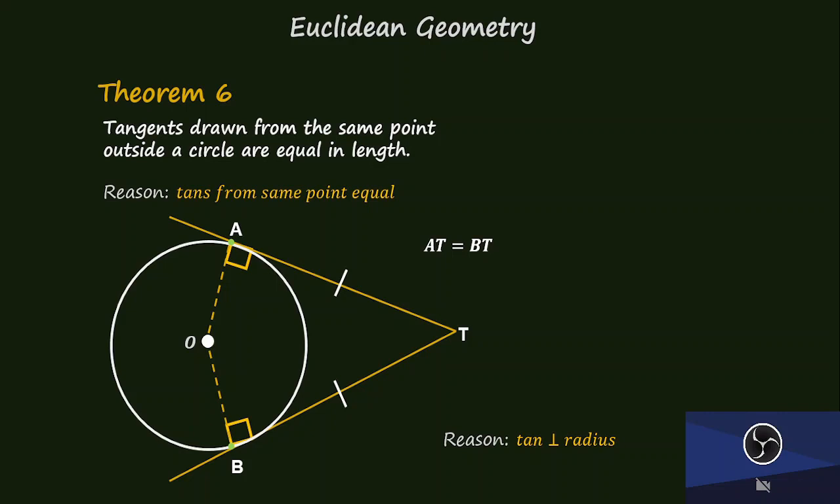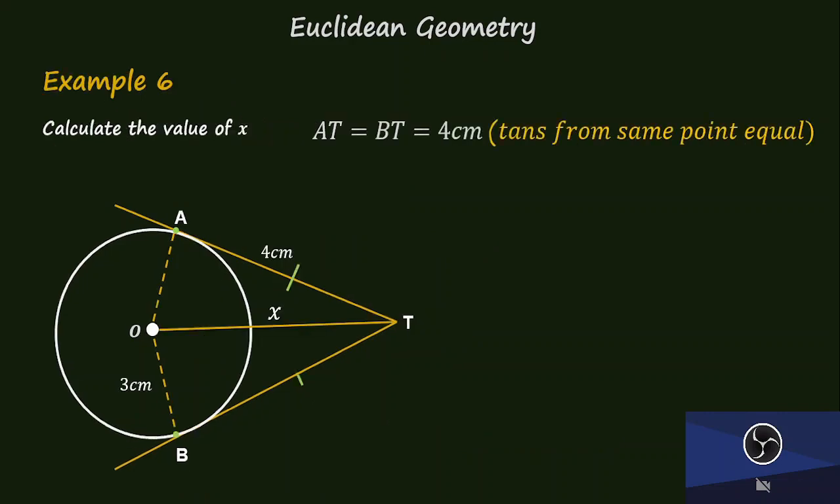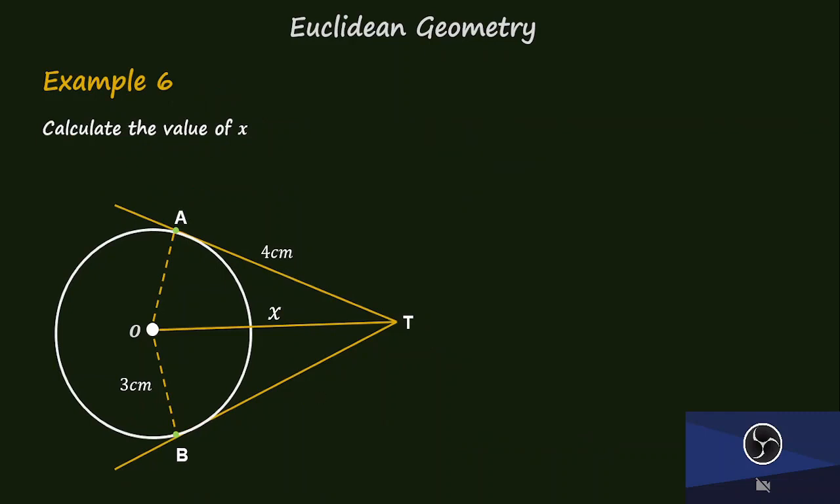Let's look at our example 6 now. That jumped very fast, okay? Now, we are required to calculate the value of x here. I'll tell you that AT and BT are the tangents of the circle, right? And then you have the radius OA and radius OB. Now you are required to calculate the value of what?